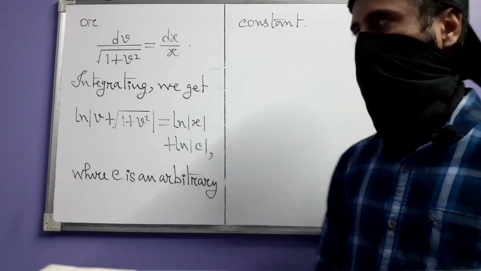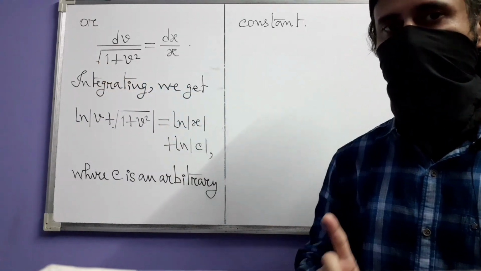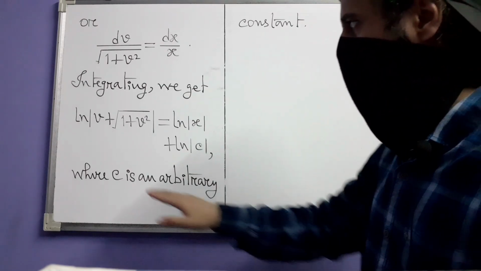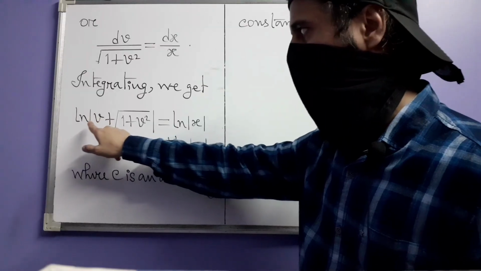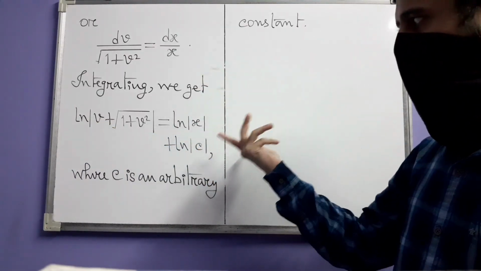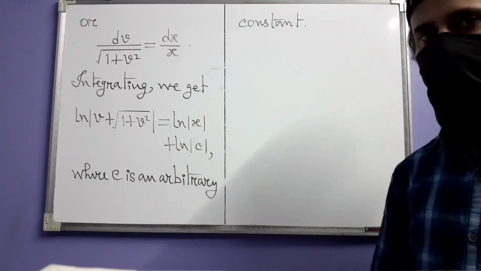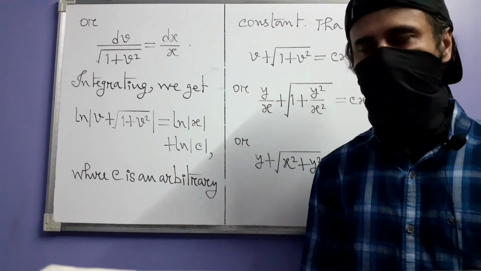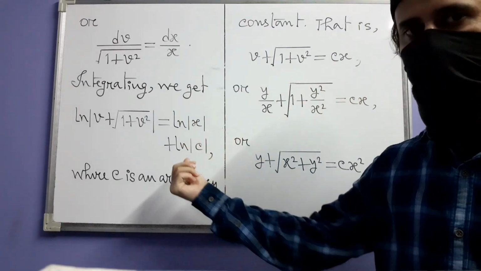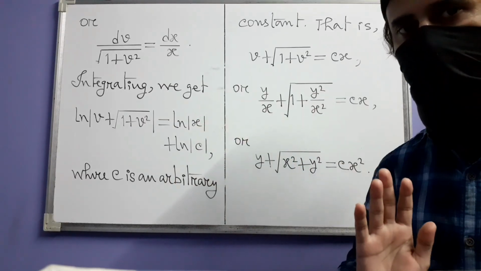So if you do the integration, do not forget that the denominator here is not merely 1 plus v square, but square root of 1 plus v square. So from the table of integration, this is the integral: ln of absolute value of v plus root 1 plus v square. And the right hand side is as before, ln of mod x plus ln of mod c, where c is an arbitrary constant. So after this is what you get. I mean, you know what to do. The right hand side will become ln of mod cx, and then you can cancel ln from both sides.